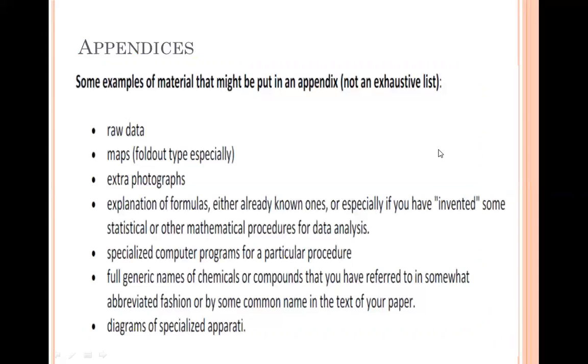A question comes: sir, what kind of things can be given as appendices? Can I have raw data or extra photographs? Whatever formulae you use in your research work, you can give an explanation for all the formulae in your appendix. What if you have used a specialized computer program for a particular procedure? You can mention that in your appendix. Or if you use some chemicals or components that are not very common in your community, you can explain all those things in the appendix. And if you are using any specially prepared apparatus for your research work, you can give a diagram of that apparatus in the appendix section.